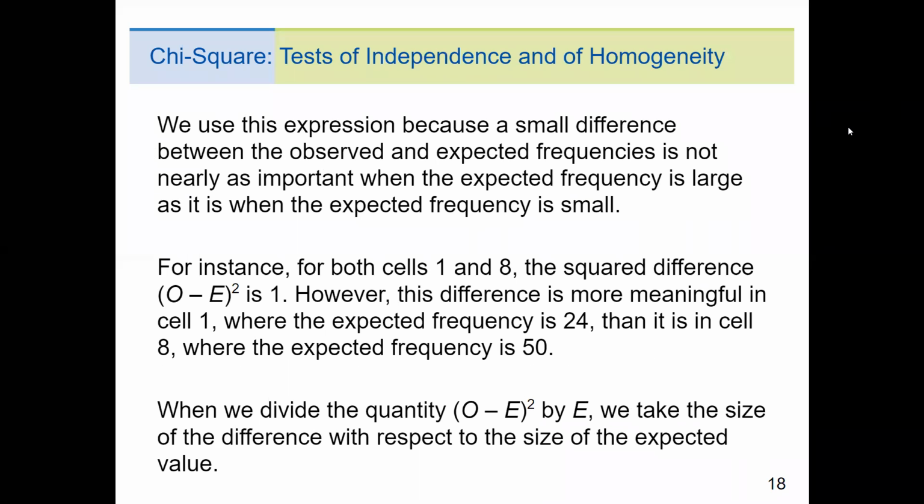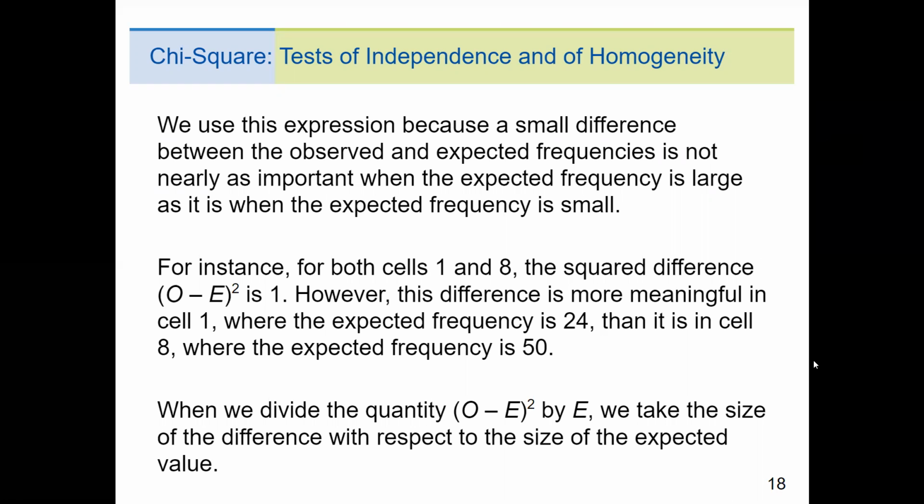Okay. We use this expression because a small difference between the observed and expected frequencies is not nearly as important when the expected frequency is large as it is when the expected frequency is small. For instance, for both cells 1 and 8, the squared difference is 1. However, this difference is more meaningful in cell 1, where the expected frequency is 24, than it is in cell 8, where the expected frequency is 50.